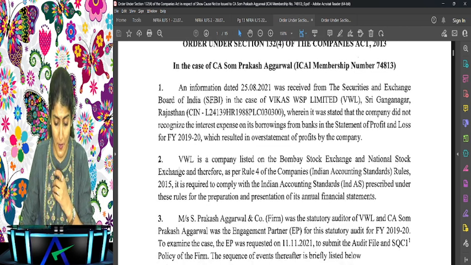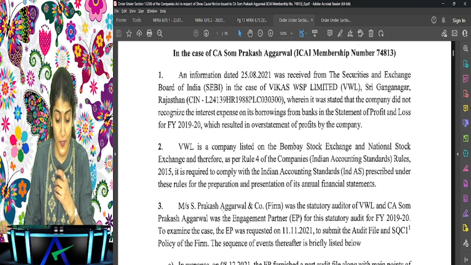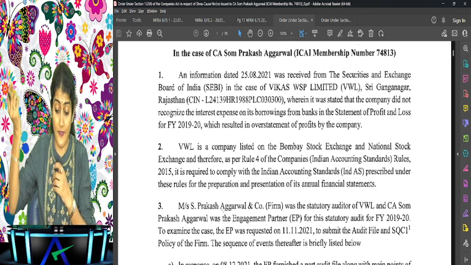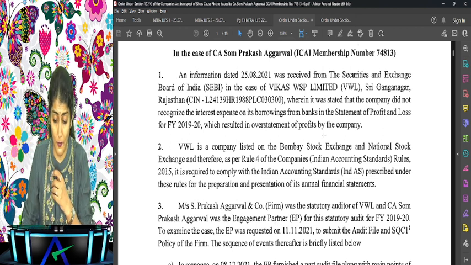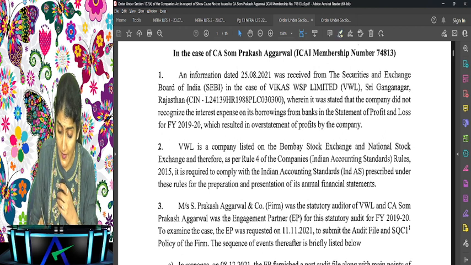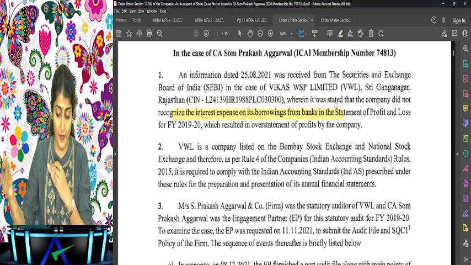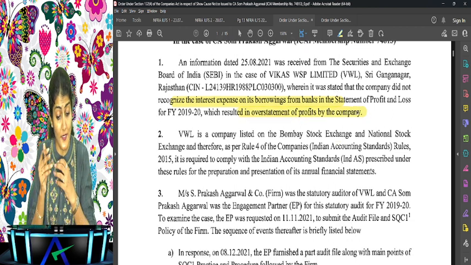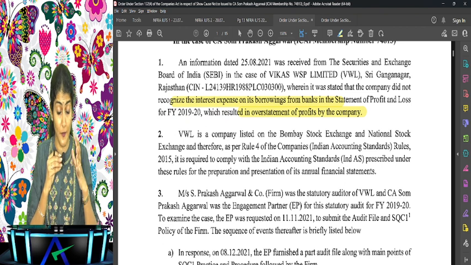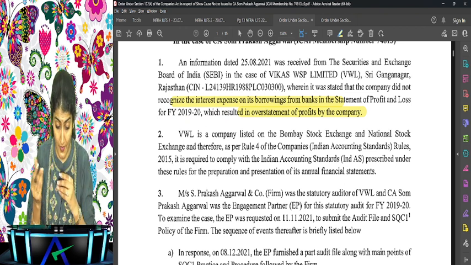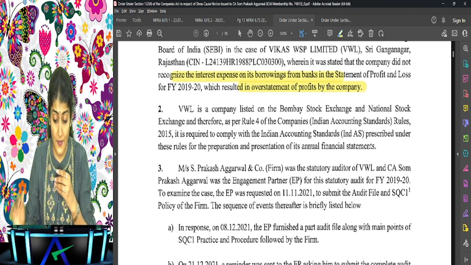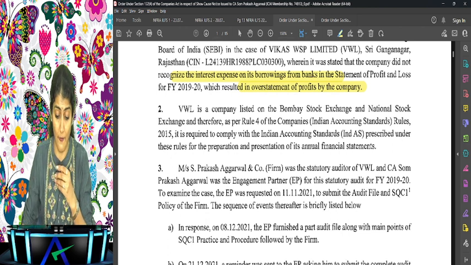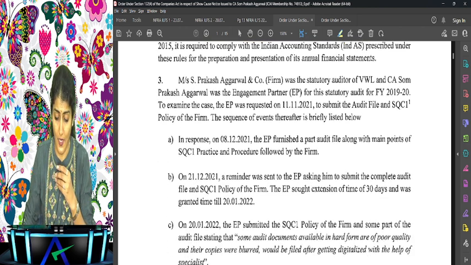ICAI membership number and information was received from SEBI in the case of Vikas WSP Limited, wherein it was stated that the company did not recognize the interest expense on the borrowing from its banks in the statement of profit and loss account, which resulted in the overstatement of the profit. So interest expense on borrowings has not been recorded, right? VWL is a company listed on the Bombay Stock Exchange and therefore the NFRA is applicable to the company, right?